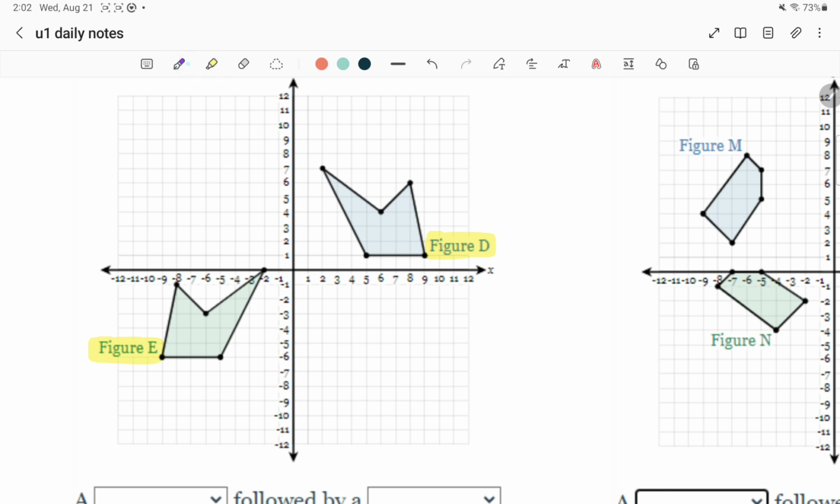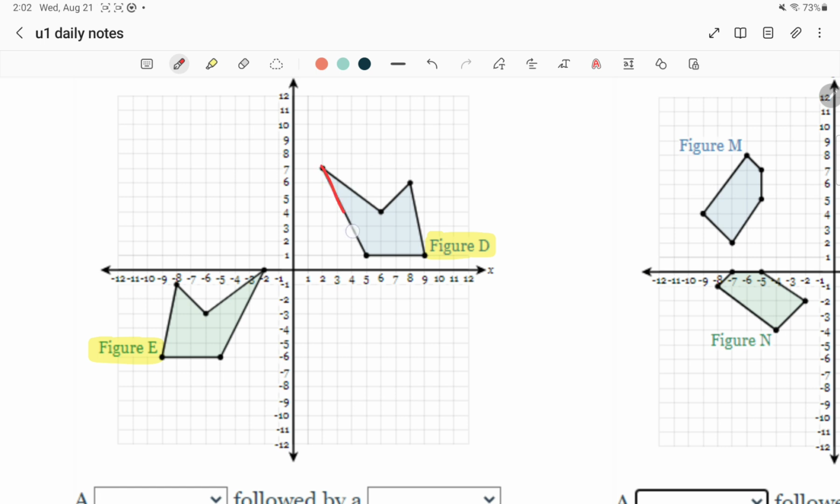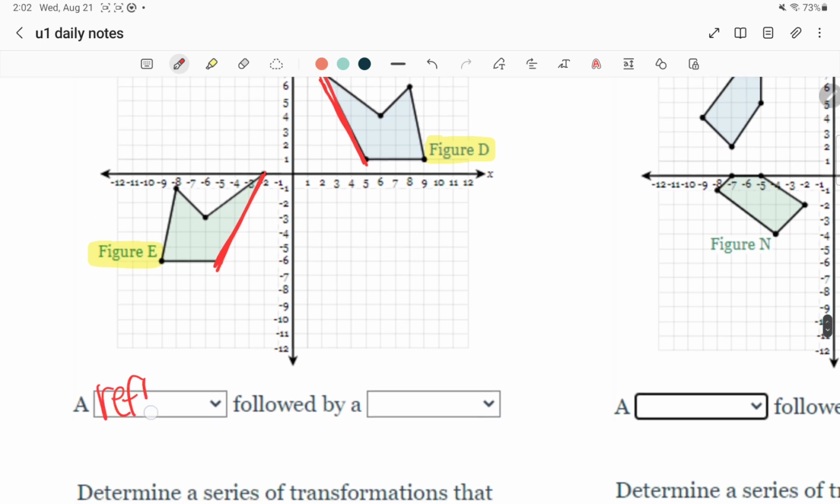Here's my thinking. I see this longest piece of the shape, and I see that they're facing each other. Moved a little in the wrong spot, but they are facing each other. That to me says that I have a reflection across the y-axis.